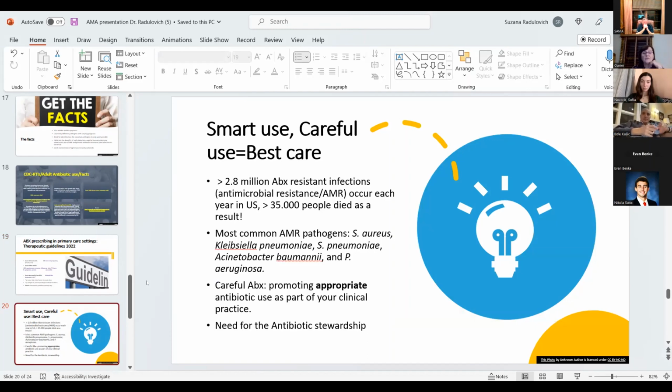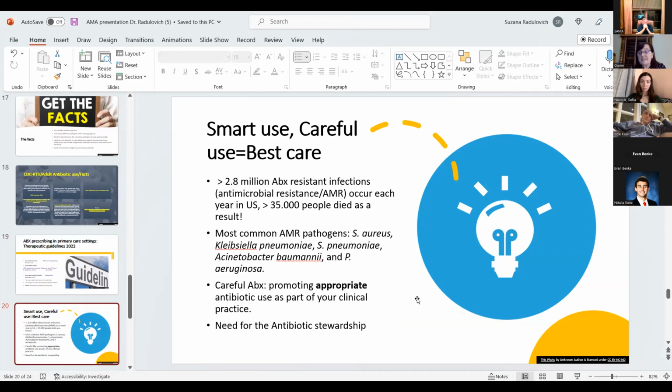Now, if you look at all of the data on antibiotic resistance, 2.8 million antibiotic-resistant infections occur each year in the United States. As a result, more than 35,000 people die; the last reports say 50,000 people. As you can see, the most common pathogens are not viruses, but rather bacterial pathogens.